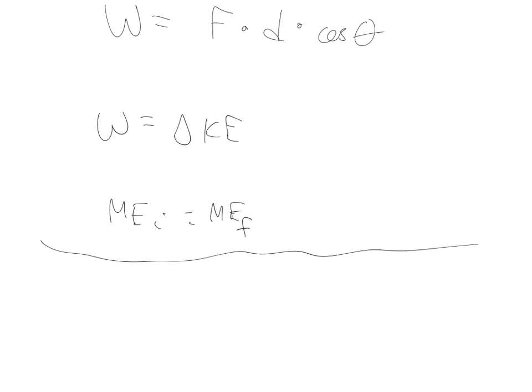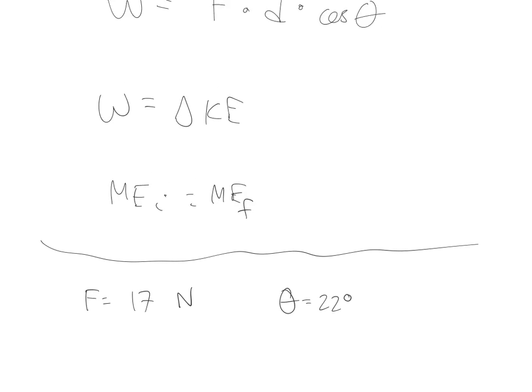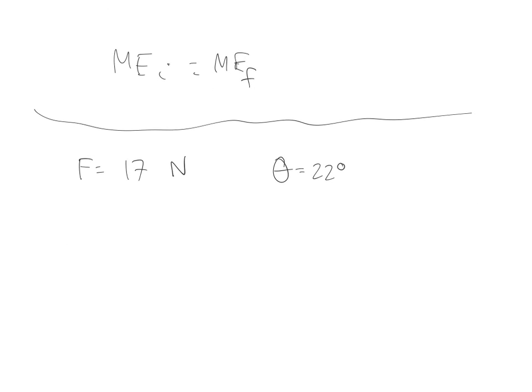Let's say you could write this down if you want. Some of you like to type or write it down. I'll give you a quick scenario, or you can just list your givens as I go through the problem. So let's say that an applied force of 17 newtons acts on an object at an angle of 22 degrees above the direction of motion.